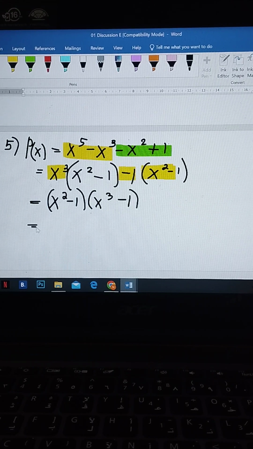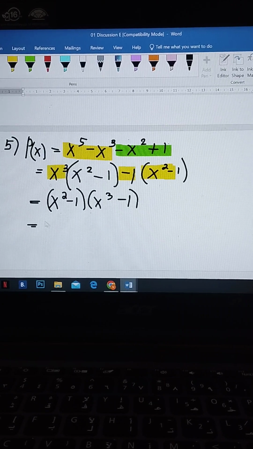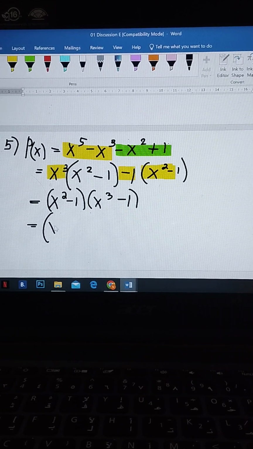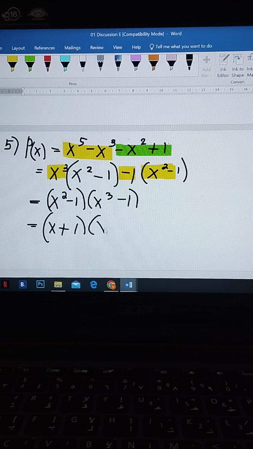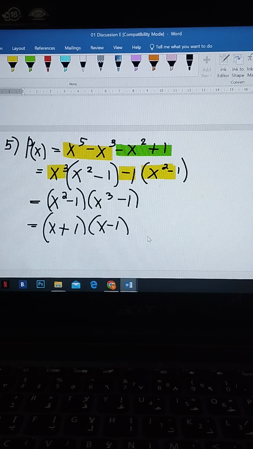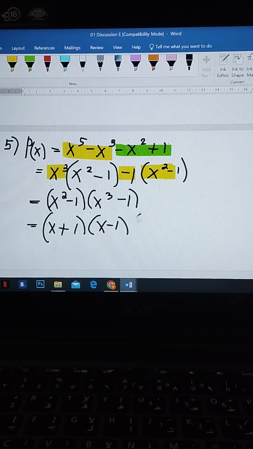What are the factors of x squared minus 1? Since it is a difference of two squares, that is x plus 1 and x minus 1. Now x cubed minus 1 is a difference of two cubes. So just get the cube root of the first term, x, and the cube root of the second term, which is negative 1.